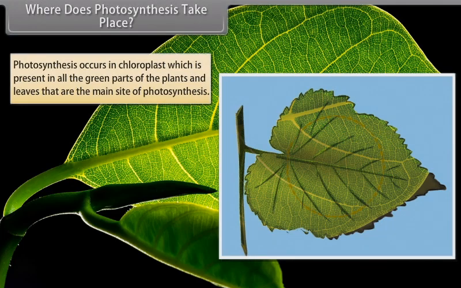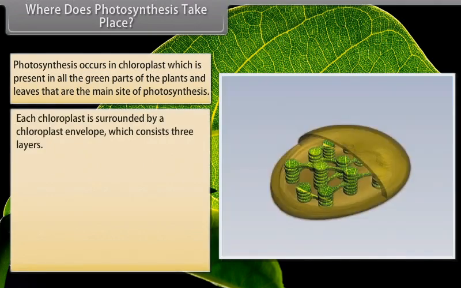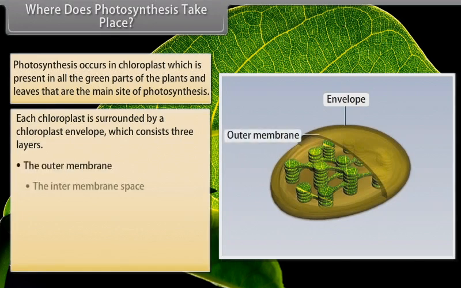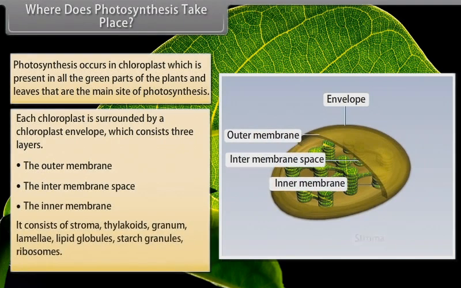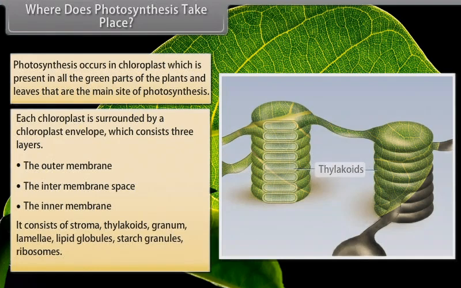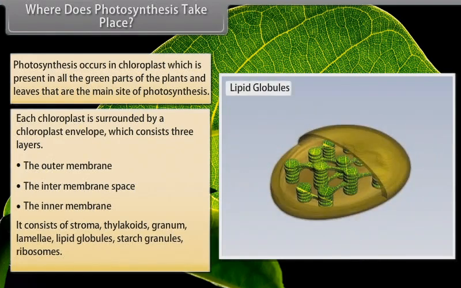main site of photosynthesis. Each chloroplast is surrounded by a chloroplast envelope, which consists of 3 layers. They are the outer membrane, the intermembrane space, and the inner membrane. It consists of stroma, thylakoids, granum, lamellae, lipid globules, starch granules, and ribosomes.